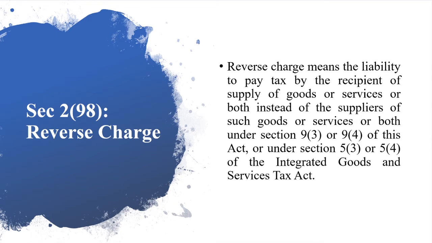So friends, that means normally what we are doing is we are paying tax relating to all the goods and services to our supplier from whom we are taking the goods, and that supplier will be paying to the government. But in the case of reverse charge, the situation will be fully reversed. Now, here what you have to do is you have to pay all the taxes yourself to the government instead of the supplier paying.